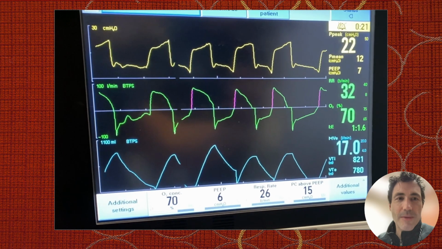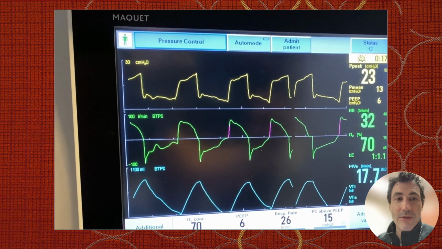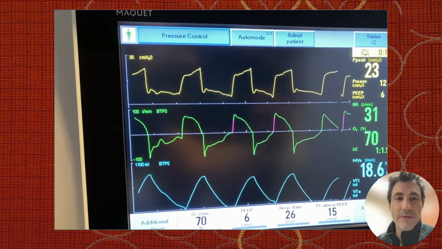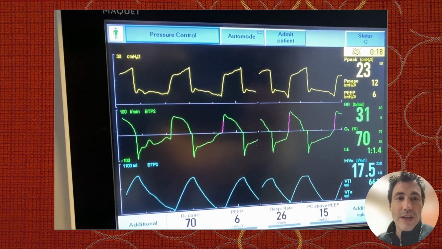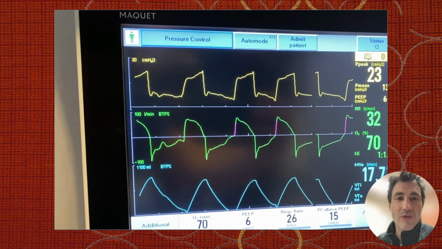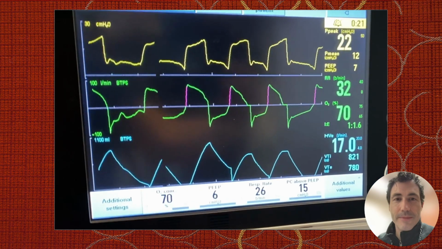Here's yet another example. This one's less dramatic, but it's still there. We see jumping off the cliff, and we notice that the pressure cannot keep up with how much flow the patient wants. Another example of inspiratory work of breathing.